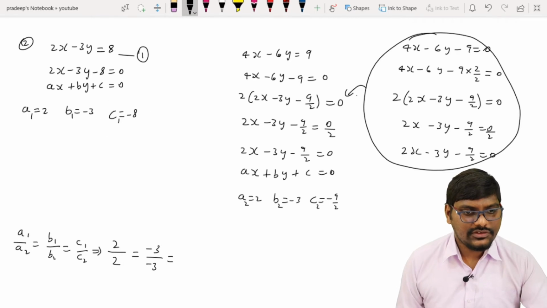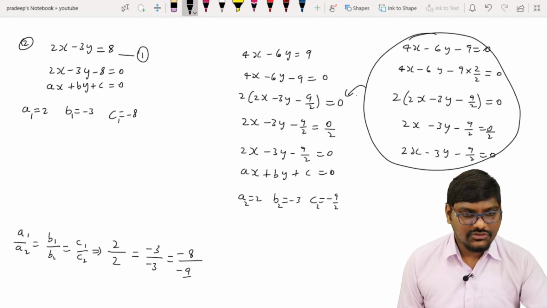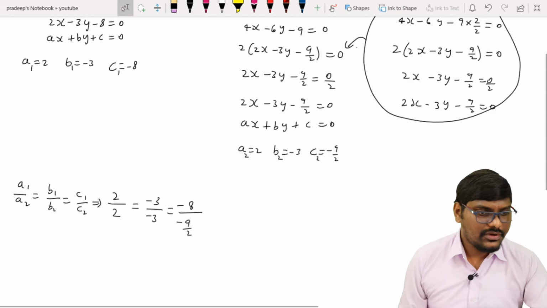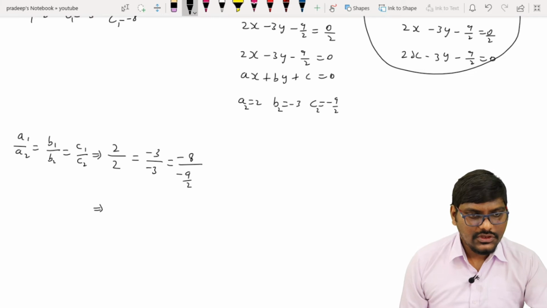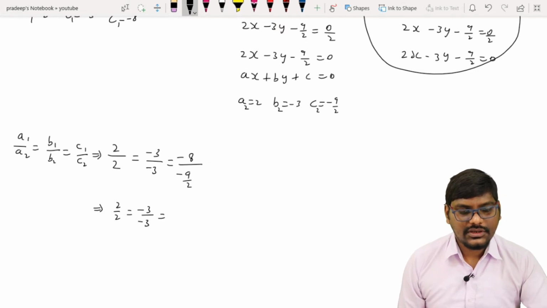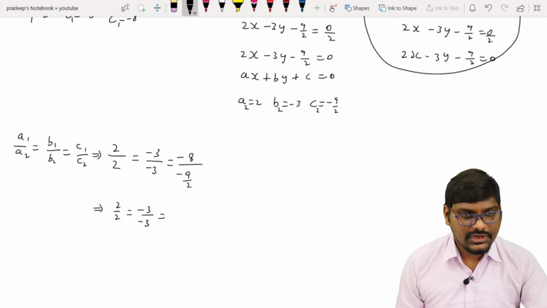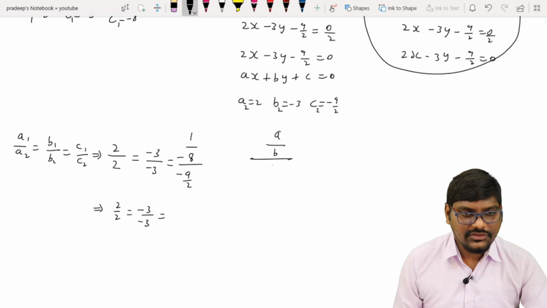What about c1? c1 is minus 8, but c2 is minus 9 by 2. So let's take a little more up. So I can get this as 2 by 2, minus 3 by 3, minus 3. So I can send this 2 to the other side, so that goes up. So this is simply a by b. If nothing is there in the numerator, I can write 1 by 8. So this is a by b by c by d, which we can write as a by b into d by c.